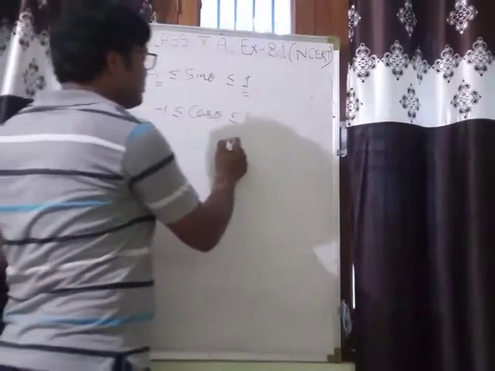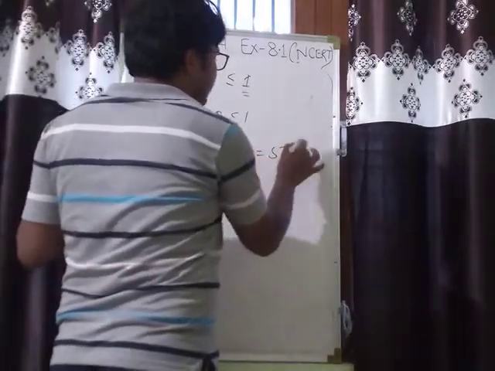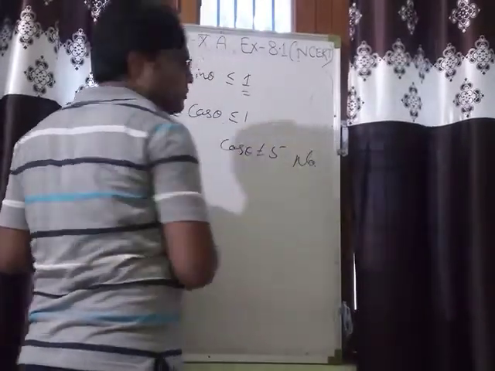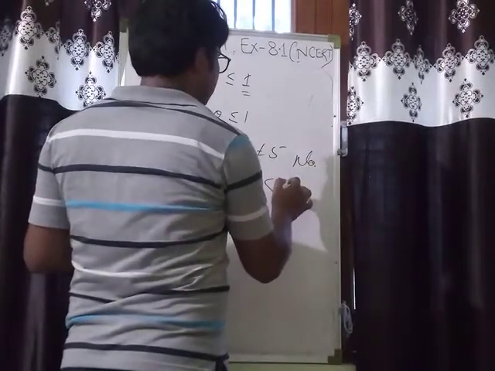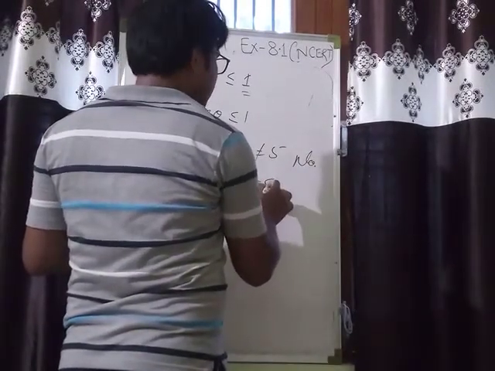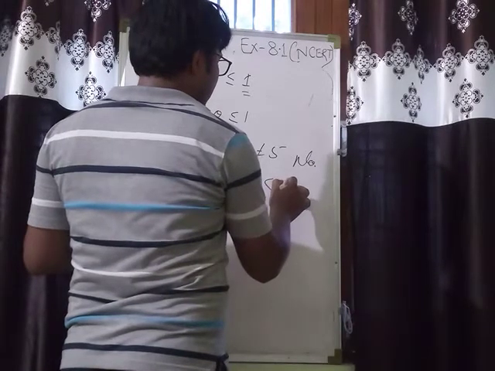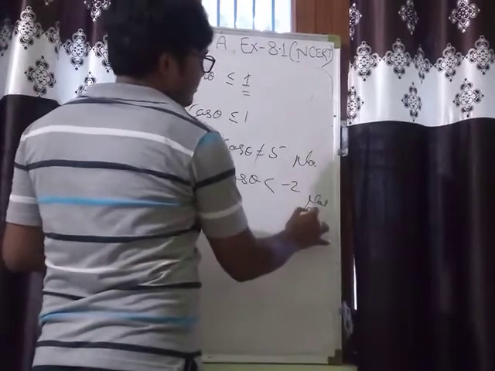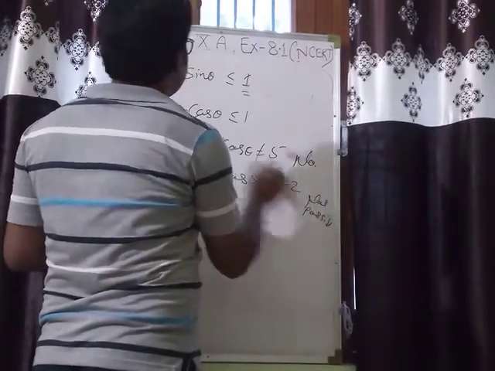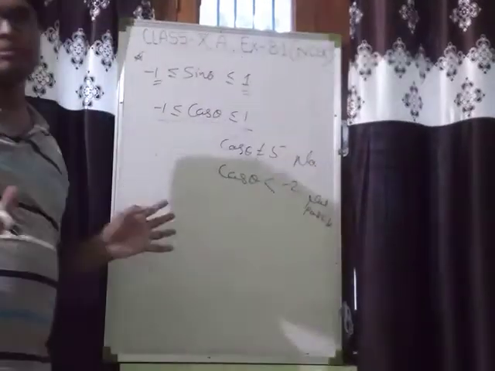Means if someone asks you that cos theta is equal to 5, no, it is not possible. Cos theta is less than -2, no, it is not possible. Got it? Because the value of cos is always between -1 and 1.